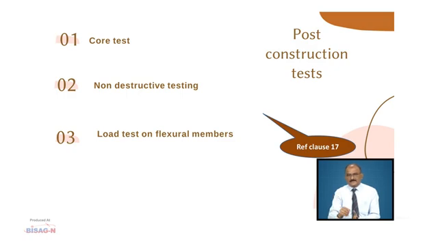How it is to be done is given, or non-destructive testing is to be done, or on flexible members load test is to be done before rejecting the work. If all these things fail, then only the structure should be declared unsafe. This is the acceptance criteria given in IS 456. This should be clearly understood. This is how the cubes are to be tested, and this is how to decide whether we can accept it or we can reject it.